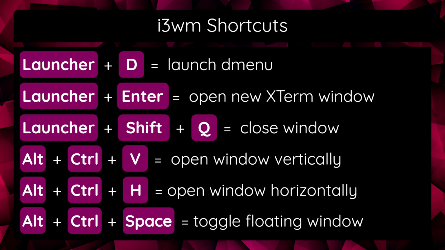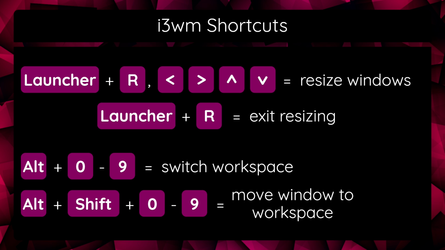Alt-Control-V will make the next window open up vertically. Alt-Control-H will make the next window open up horizontally. And Alt-Control-Space will toggle a floating window. A couple of other useful shortcuts are Launcher R, which allows us to resize the windows with the arrow keys, and then to exit resizing, we can do Launcher R again on our keyboard.